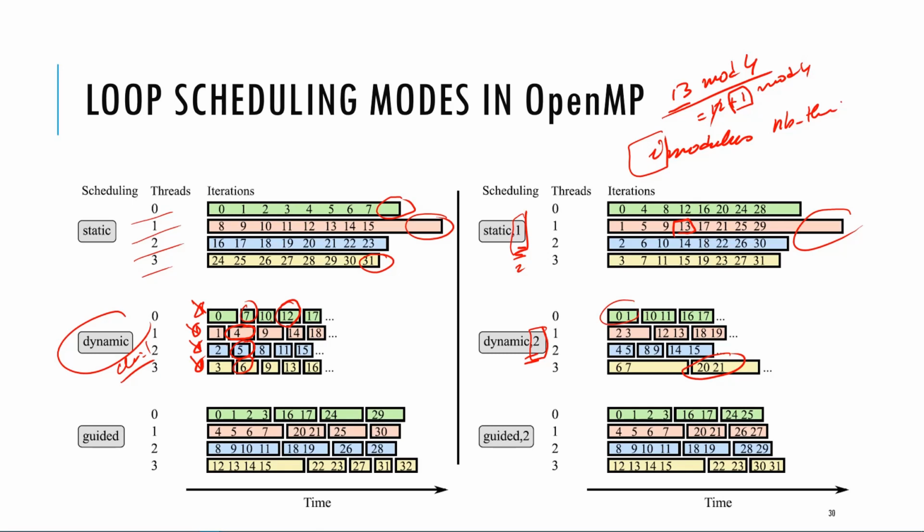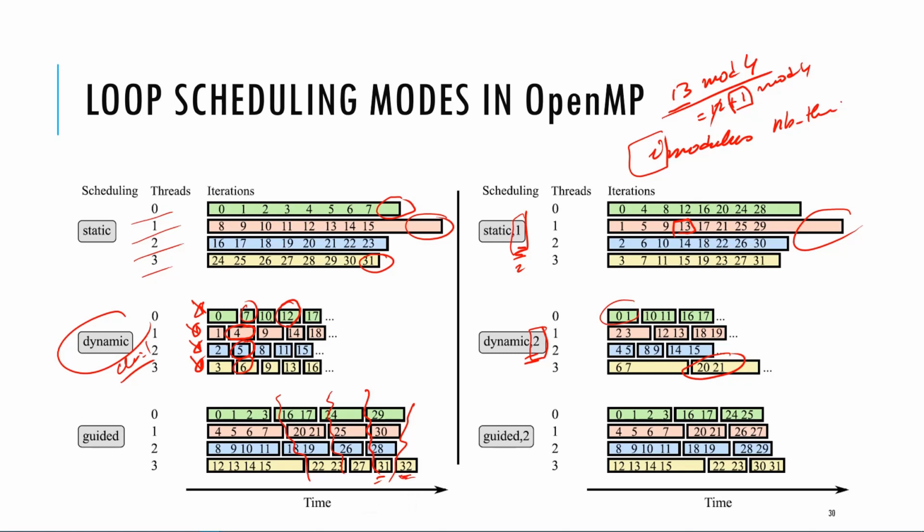So what about the guided? As you see in the guided, the size of the chunks is decreasing gradually, okay? And it's not necessary that all the threads finish at the same time. So here, after reaching this one, suppose you have iteration number 32, well, this would be assigned to the third thread in this case, okay? Because it was the first to finish, okay?